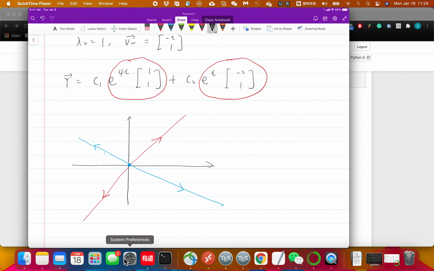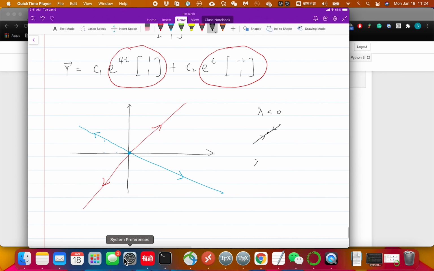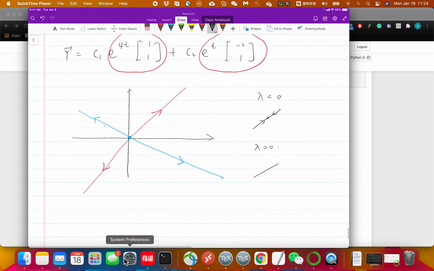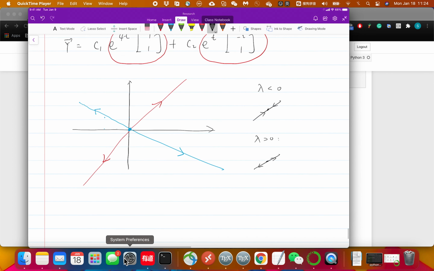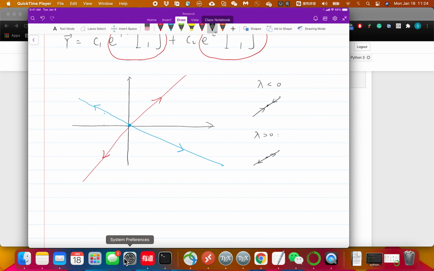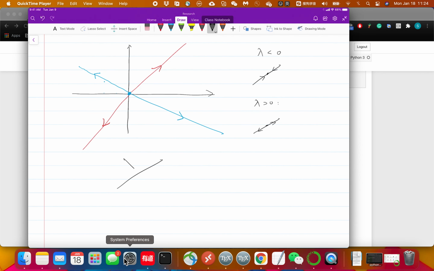Later we will show you how to determine if something is a source or a sink, and probably you already know. If your lambda is less than 0, your straight line solution is going to have something like this. If your lambda is bigger than 0, your straight line solution is going to have something like this. Of course, later we will think about what if lambda is 0, or if it's complex. But for now, you can see, if you just combine them, do you have a sink? Your sink requires both to be negative. So this is a sink.